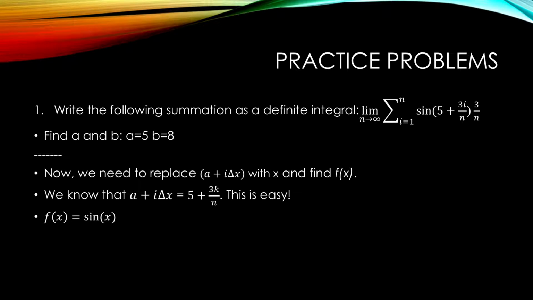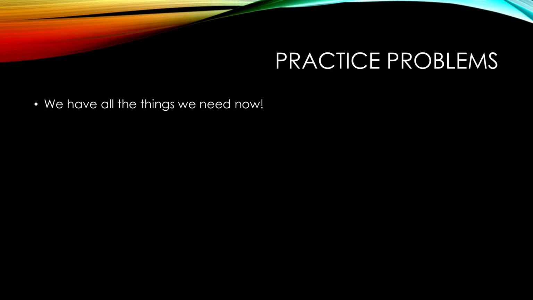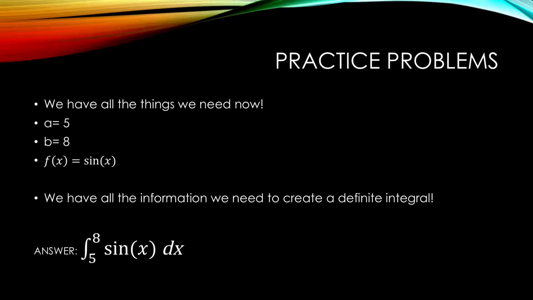So when we do that, because in the summation it's sine of 5 plus 3 over n, when we replace that with x, we get f of x equals sine of x. So now we have everything. So we can put all this information into a definite integral. Here we have all the information that we found in the last couple steps, so we can write this into a definite integral, which is this.